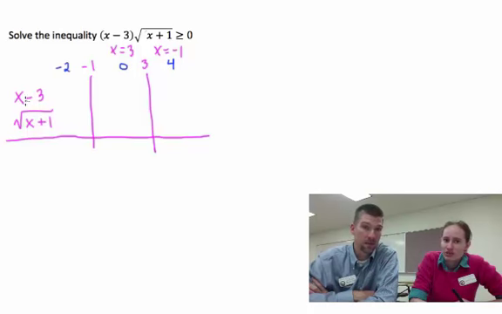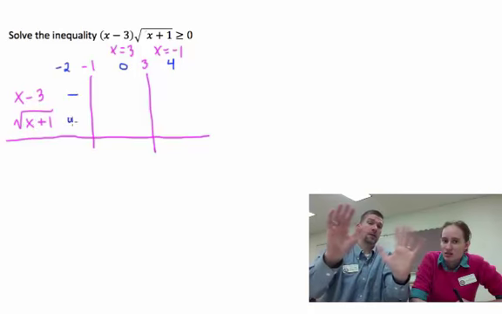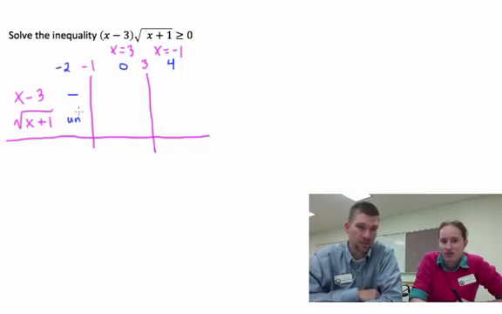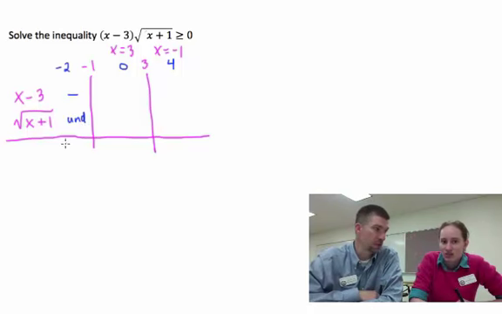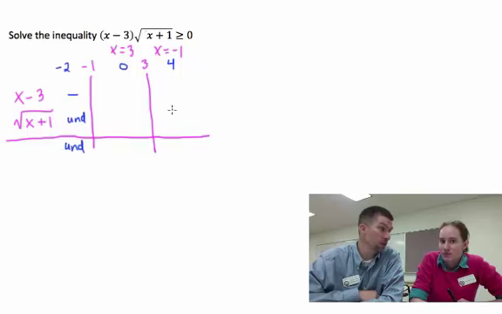So when I plug in negative 2 here, I get a negative, but when I plug in negative 2 here, it's undefined. A negative times undefined is undefined. Undefined anywhere is undefined.